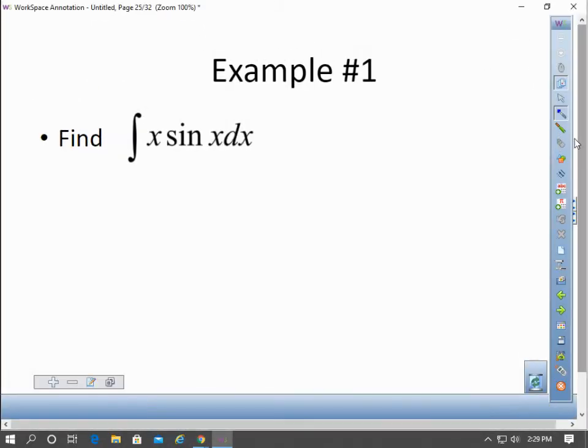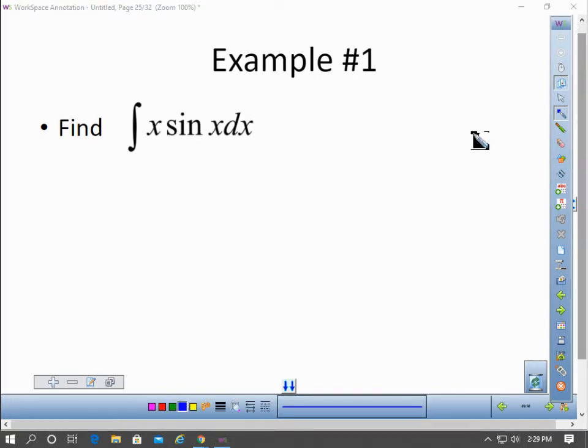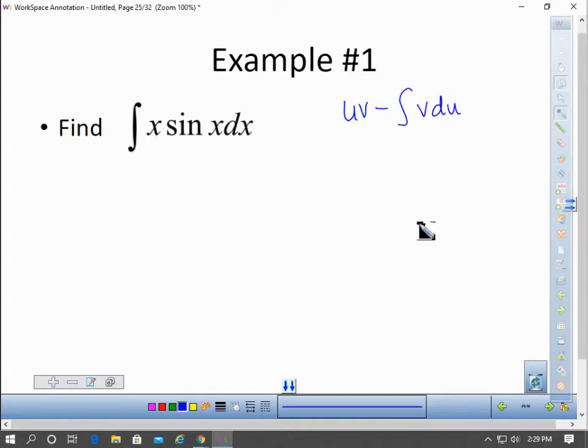Okay, so now we're ready for our examples of new BC content. We are doing reversing the product rule. And we reverse the product rule by doing ultraviolet voodoo. All right, that's your answer on how you do it.